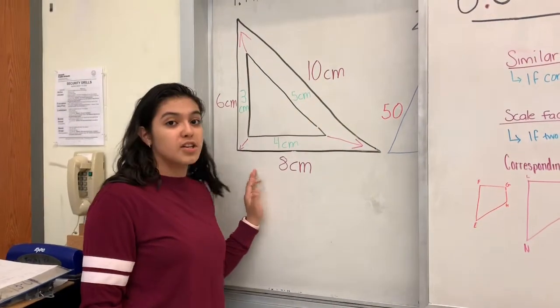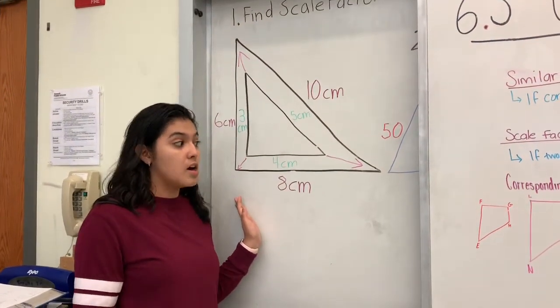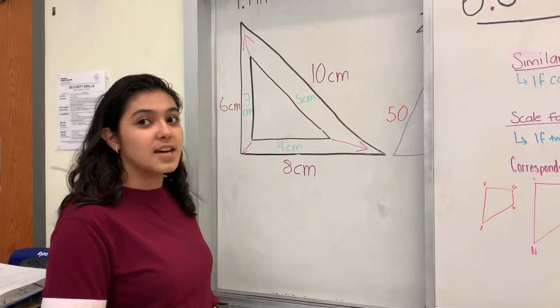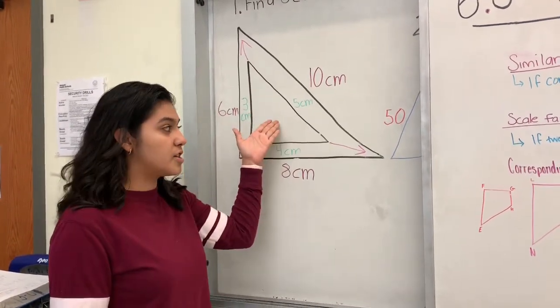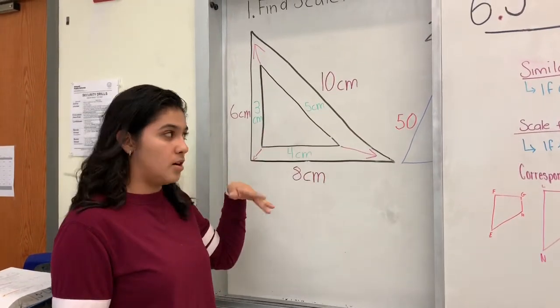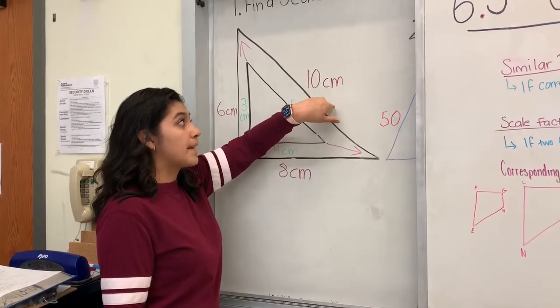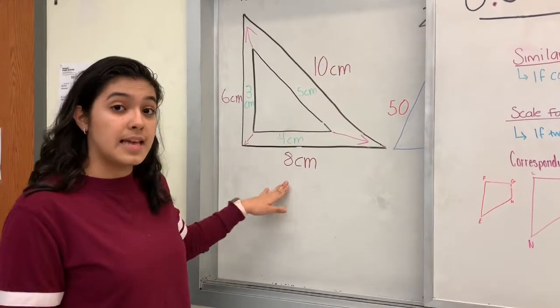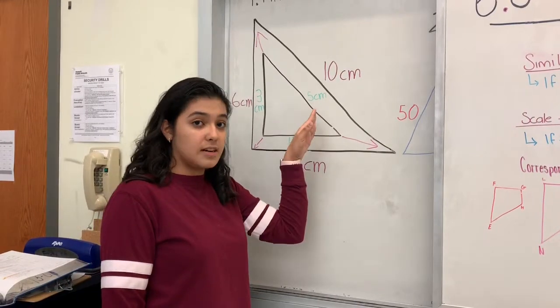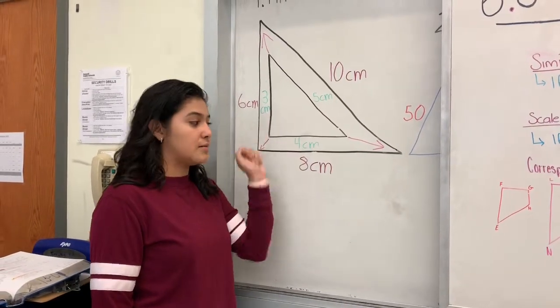Okay, so now I'm going to start off by giving you guys an example of how to solve a problem for scale factor. As you guys can tell, there's a bigger triangle here and a smaller triangle. And there are different side lengths for the big one and the small one. So this side is 10 centimeters, this side is 8 centimeters, and this side is 6 centimeters. Now for the small one, it's 5 centimeters, 4 centimeters, and 3 centimeters, okay?